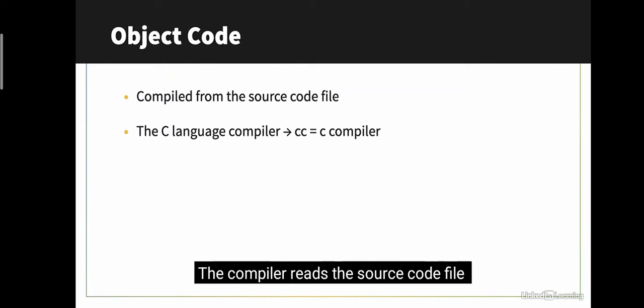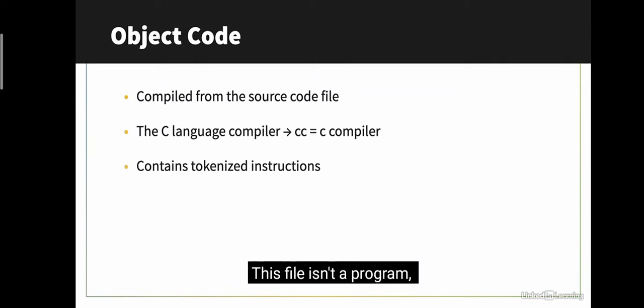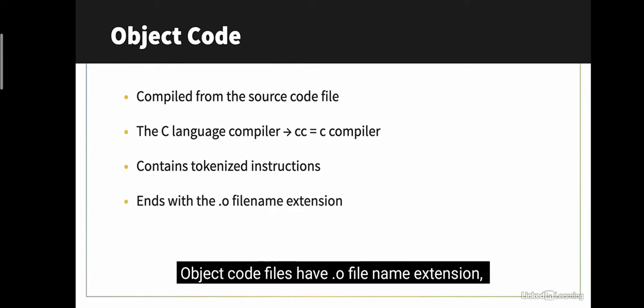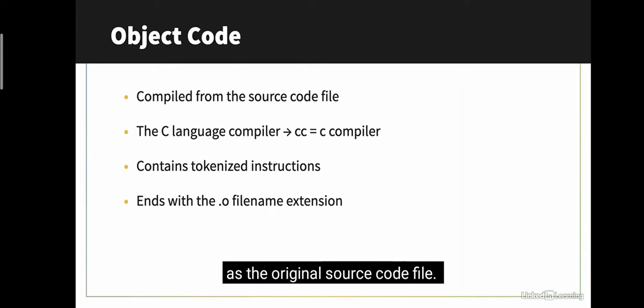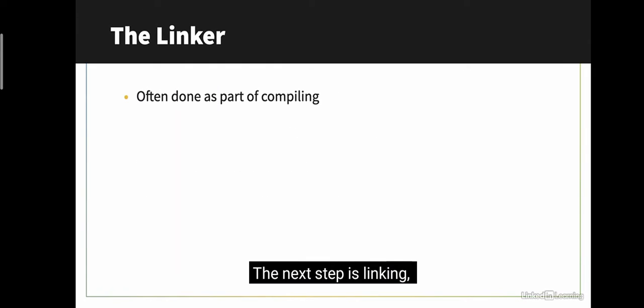The compiler reads the source code file and generates an object code file. This file isn't a program, but rather contains shortcuts or abbreviations called tokens. Object code files have a .o filename extension, and they use the same file name as the original source code file. The next step is linking. Modern C compilers combine both the compiling and linking steps, though linking is really its own step.